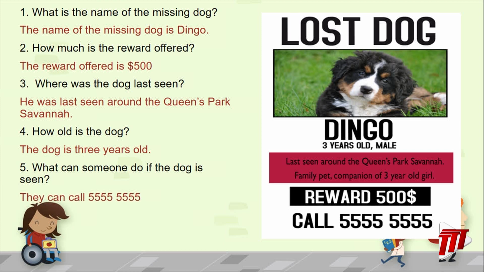Finally, we ask, what can someone do if the dog is seen? Well, as stated on the flyer, they can call 55555555. Congratulations. I'm sure that you would have found these questions quite easy to answer. Let's move on and look at another type of question.